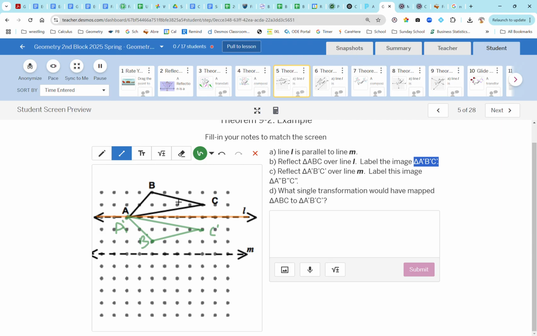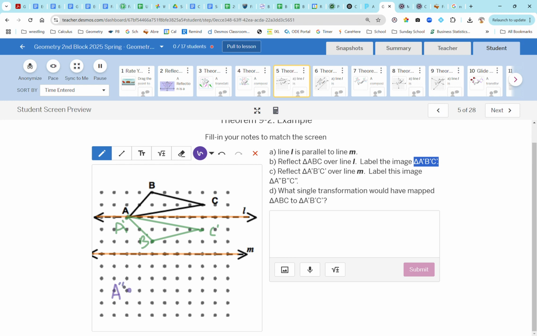So this pre-image ABC is now at A prime, B prime, C prime, and now we're going to consider the other line of reflection and repeat the same process but across this line. So A prime is 1, 2, 3 above, so A double prime will be 1, 2, 3 below. Down here will be where A double prime will be, at this spot right here.